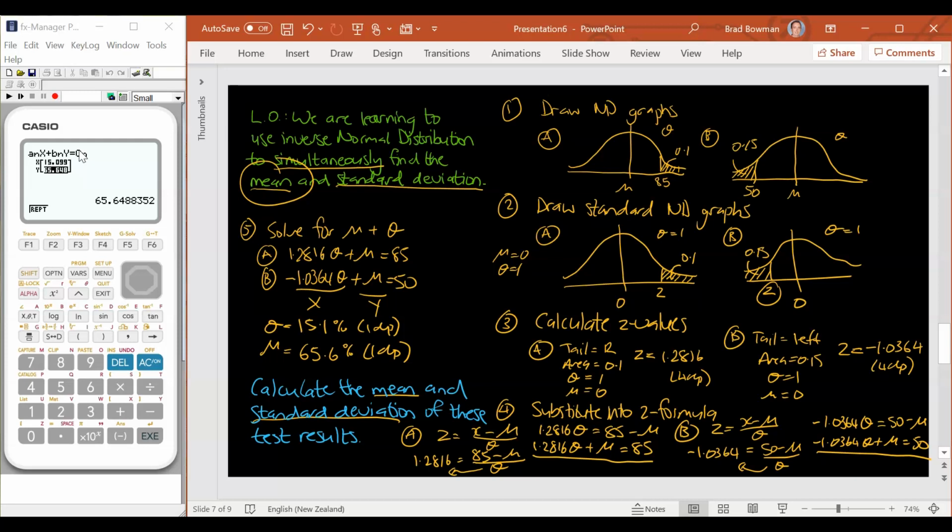So guys, hopefully you can see how the 5 steps of this type of equation were really similar to the 5 steps of the other equations. Really, really tricky question. This is definitely a big excellence question, but we learned how to find out the mean and the standard deviation using simultaneous equations.